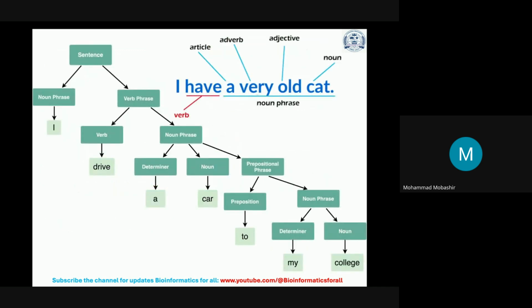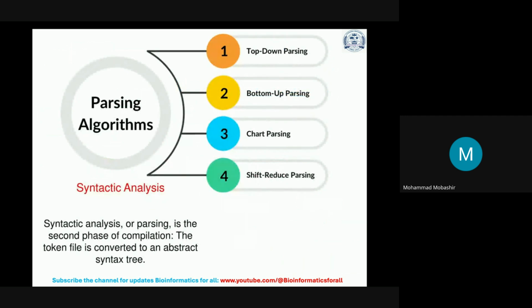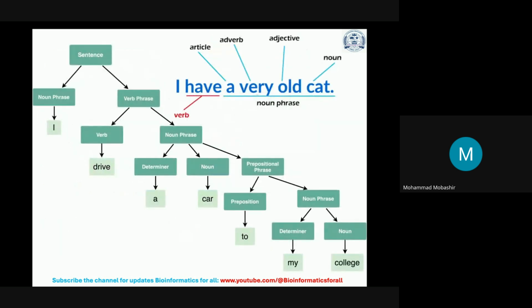So this is an example of a syntax tree, the abstract syntax tree. The sentence could be, let's say, I have a very old cat. So have is here a verb, a is an article, very is an adverb, old is an adjective, cat is a noun. Now, the red underlined word is the verb, and the other part is the noun phrase, that is, a very old cat.